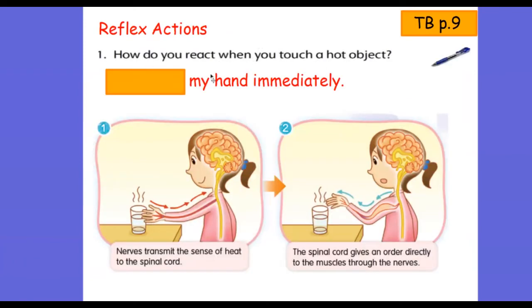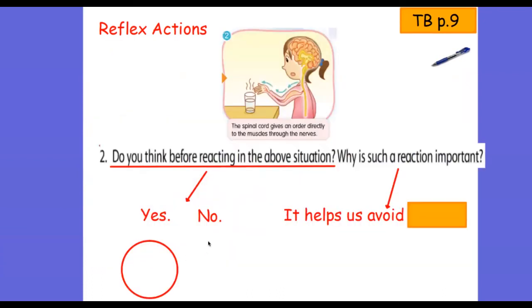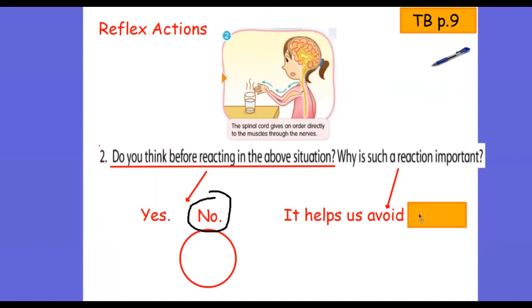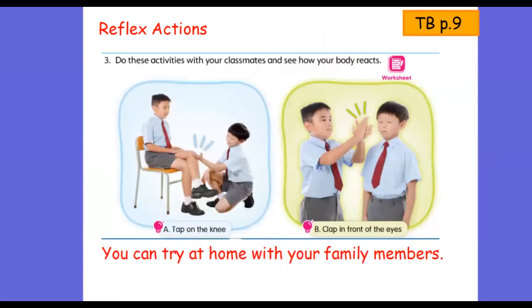So when we touch something hot, of course, we will withdraw our hand, move our hand away very quickly. So this is to avoid injuries as well. Remember that, do we ever think before we react in the above situation? Actually, the answer is no. We won't think about that because we don't have time for that. Otherwise, we will get hurt. So that's why this reaction is important, because it helps us to avoid any injuries.